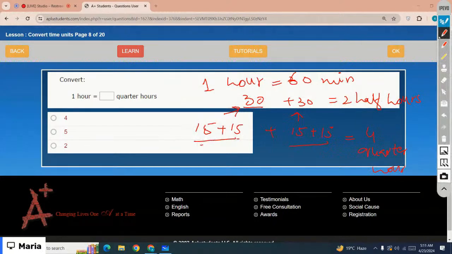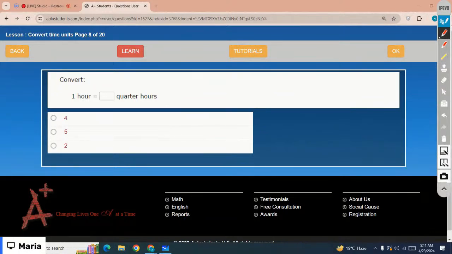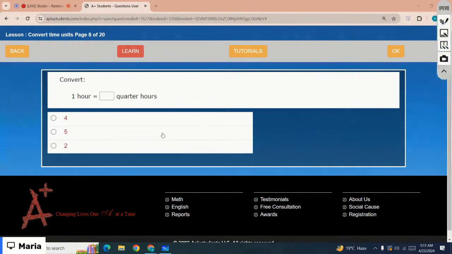Got it? You can note this down. This is very important because most of you got confused with quarter hours. So 15 minutes is 1 quarter hour. The correct option is 4 quarter hours. Okay, you can complete the lesson by yourself later today. Let me just move on to next lesson.